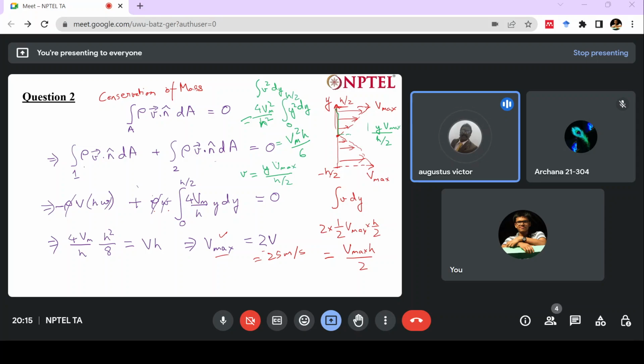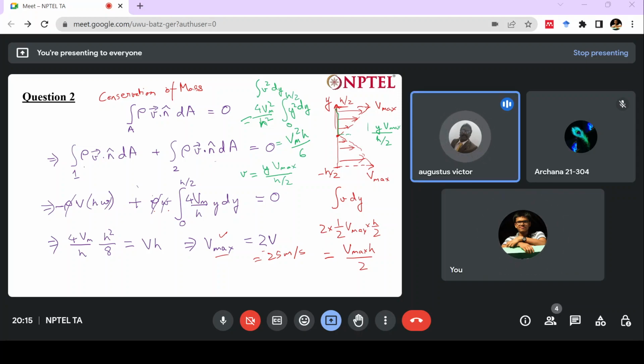Sir, here we have derived V dy as V max into h by 2 based on this triangle we considered, and since we integrated from 0 to h, we multiplied by 2 into half b h, V max into h by 2. We arrived at V max into h by 2. Correct, no, sir? Yes. Correct.